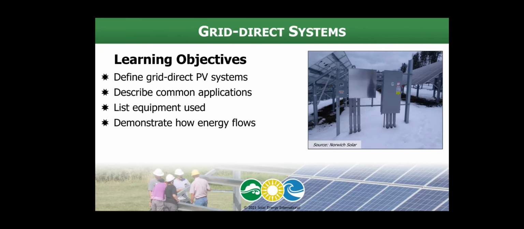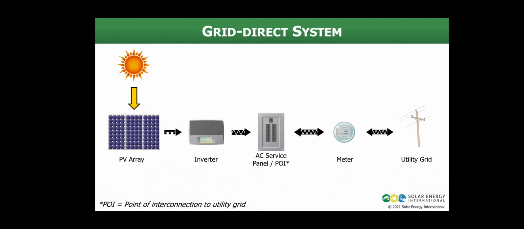Grid direct systems are, as the name implies, connected directly to a utility grid. In this lesson, we will discuss what a grid direct system is, as well as where grid direct systems are commonly installed. We will see what equipment is required in these systems, and we'll talk about how energy flows through a grid direct system.